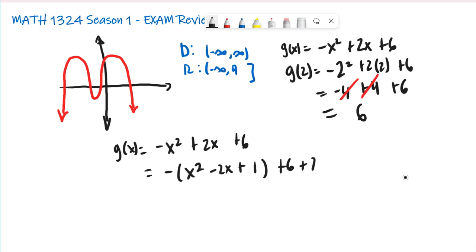So what does that do? It rewrites it as x minus 1 to the second power. 6 plus 1, that's 7, is it not? So that gives us that equation.